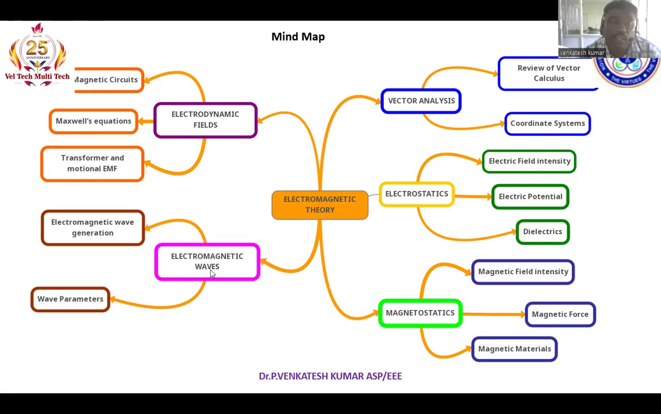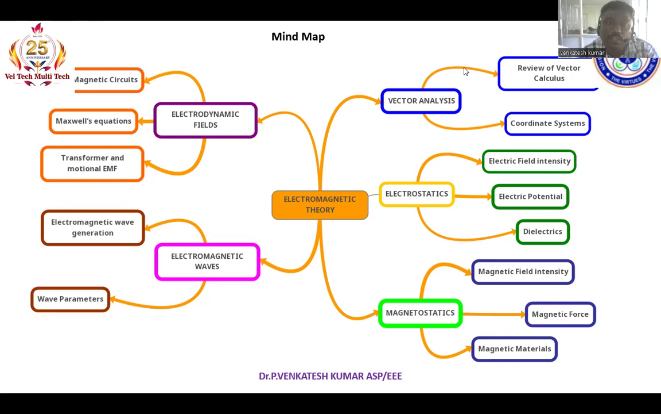Next one is waves: how electromagnetic waves are generated and how to calculate wave parameters. This mind map clearly shows what we study in this course, especially in the electromagnetic field theory course. So that's this mind map. It makes clear what things we study for this semester in these subjects.